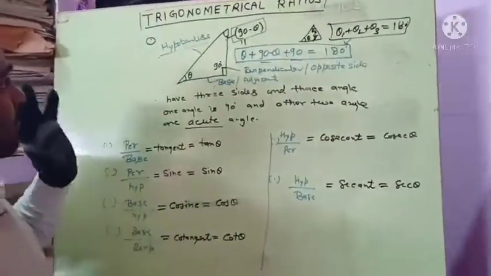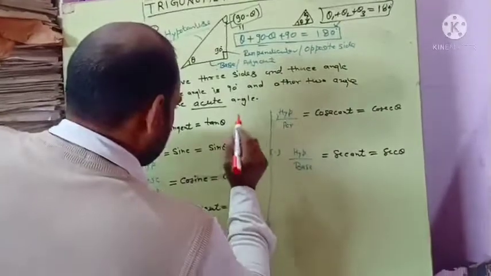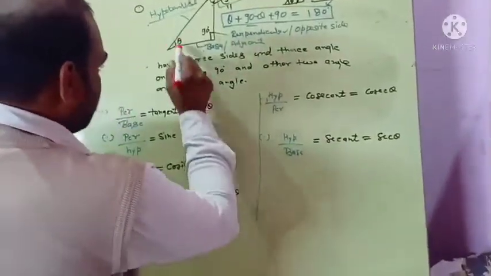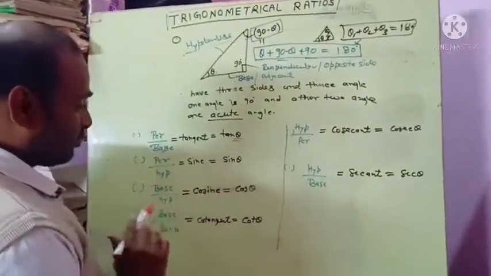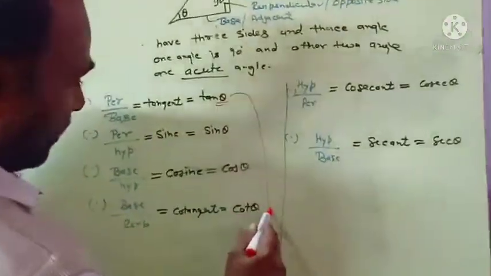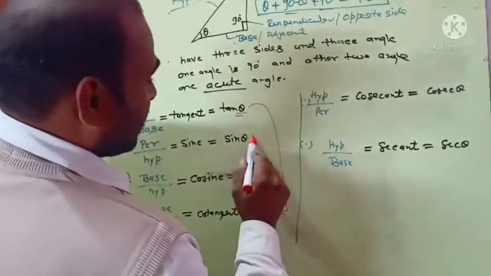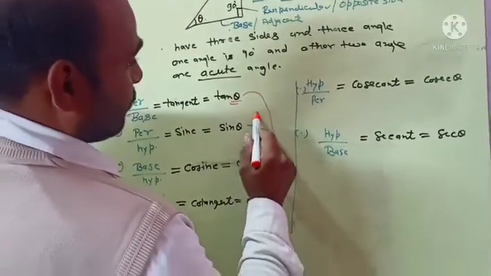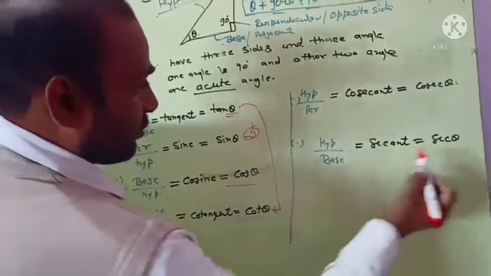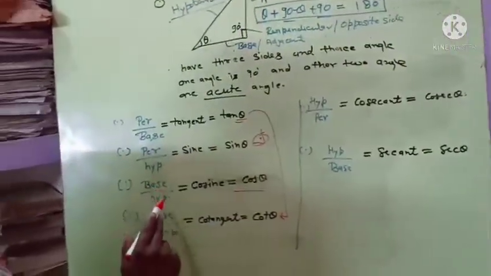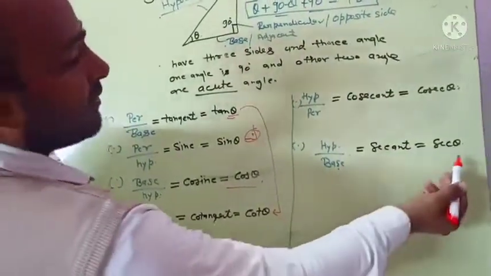That is the trigonometrical ratio. In trigonometrical ratio, theta is fixed, and with respect to theta we can say tan theta is the reciprocal of cot theta, same as sin theta is the reciprocal of cosec theta, and cos theta is the reciprocal of sec theta, because base upon hypotenuse is cos theta and hypotenuse upon base, the reverse, is sec theta.